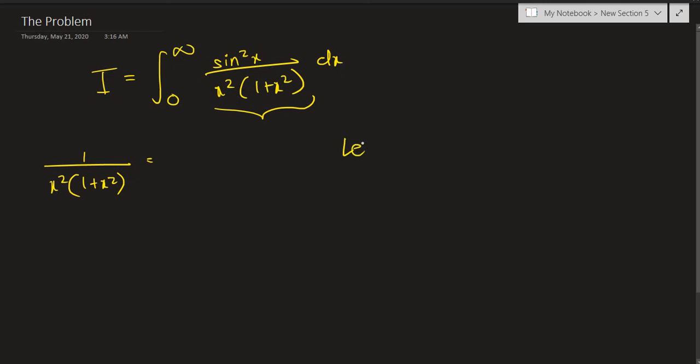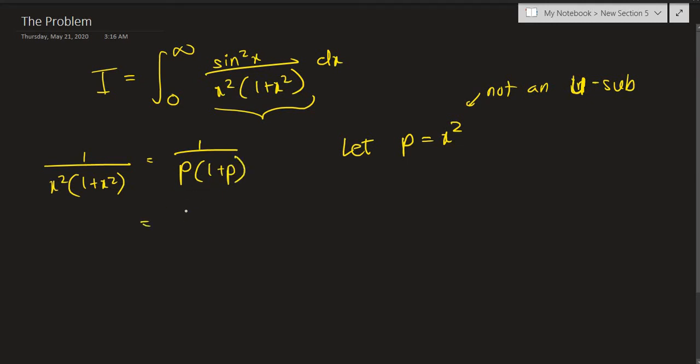But before doing that, I'm going to let p equal x squared. This is not a substitution that is a part of integration. It's not a u substitution where we need to differentiate both sides to get dp equal to 2x dx. There is no dx in this partial fraction part. This is just a substitution for algebraic convenience. That enables us to write this in the form 1 divided by p times 1 plus p, and we can split this as a over p plus b over 1 plus p, where a and b are constants.